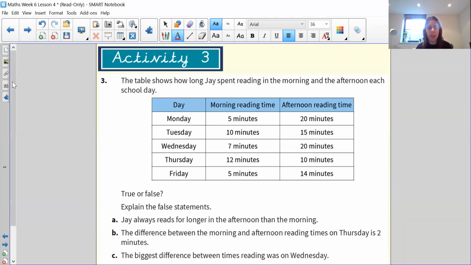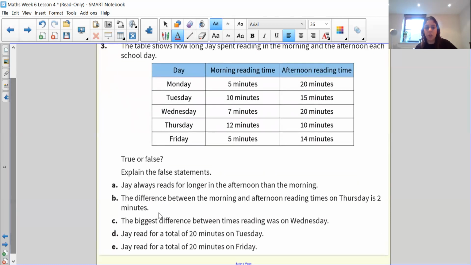And activity 3: the table shows how long Jay spent reading in the morning and the afternoon each school day. This is how long he spent reading in the morning. On Monday, he spent 5 minutes in the morning and 20 minutes in the afternoon, etc. And then you've got true or false. So you've got to explain the false statements.